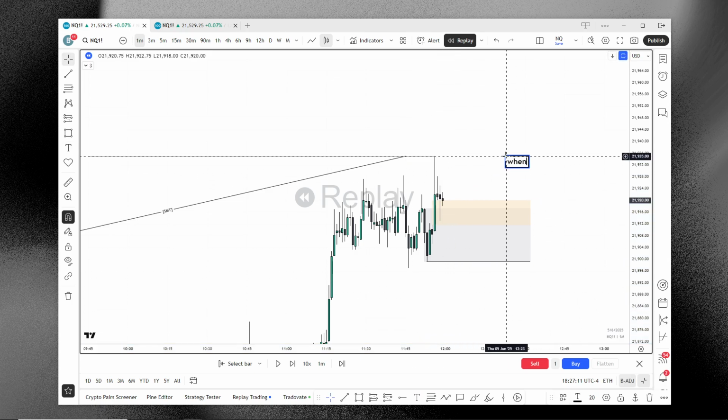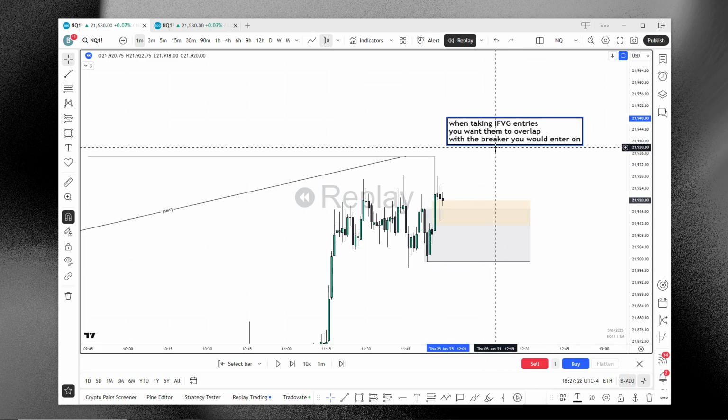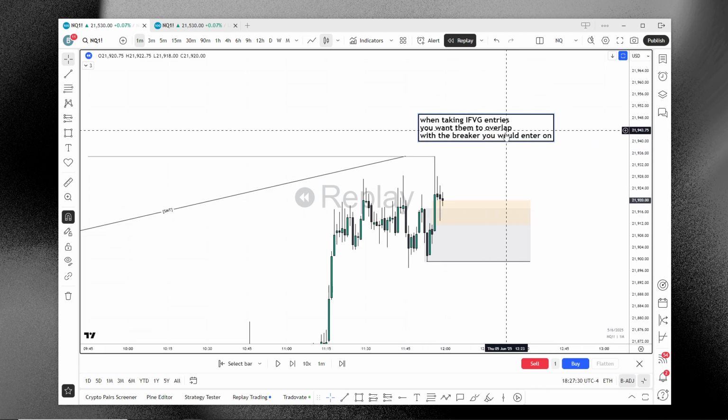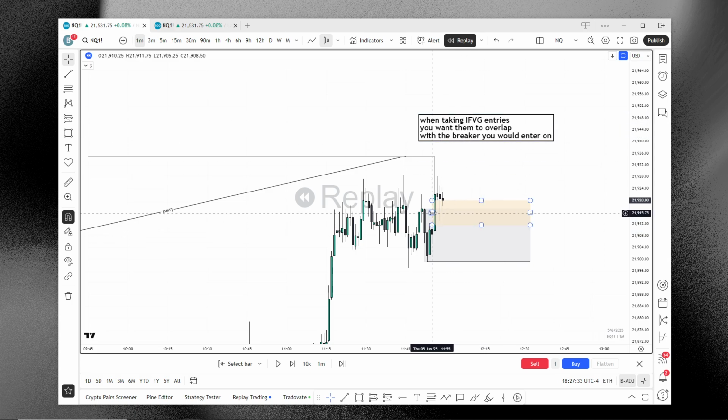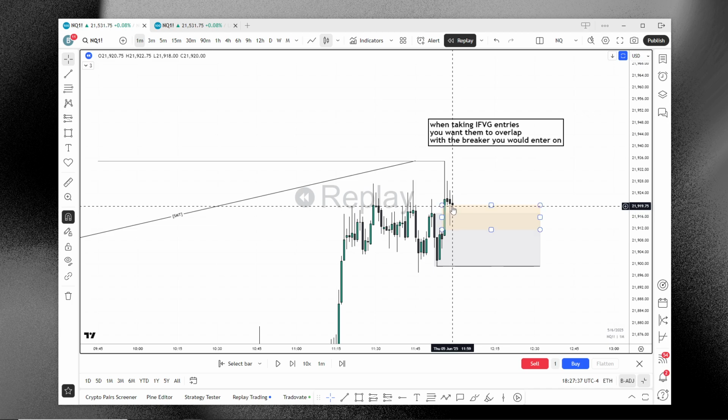And I'm going to type it out. When taking IFVG entries, you want them to overlap with the breaker you would enter on. By saying that we want the fair value gap to be overlapped with the breaker, what this does is this actually is the earliest sign of a change in the state of delivery.